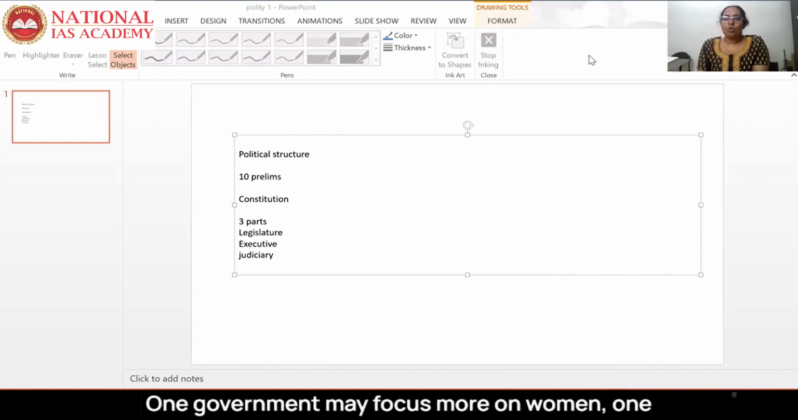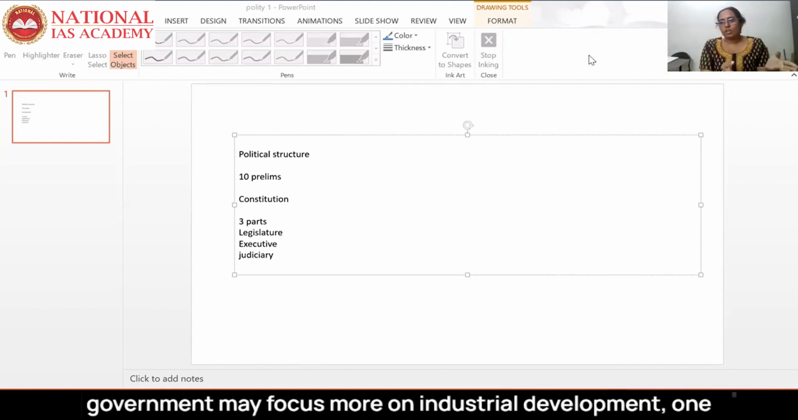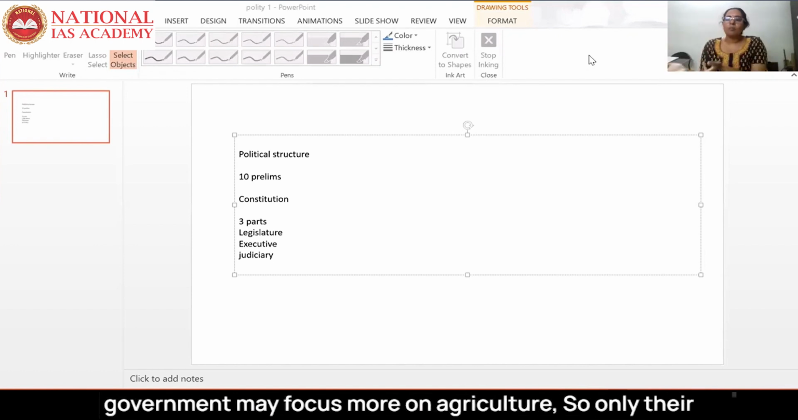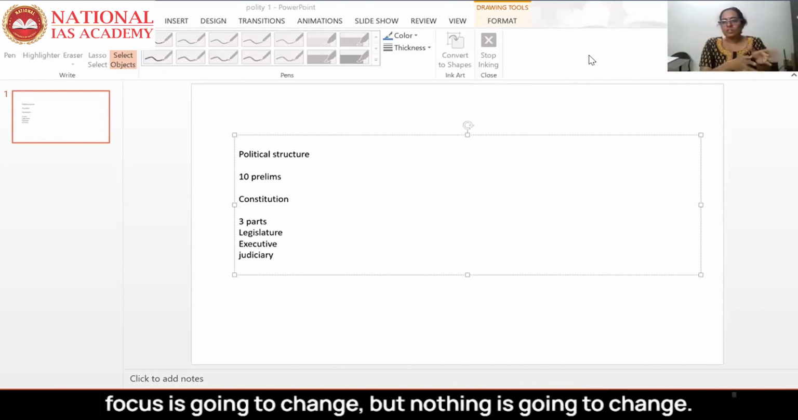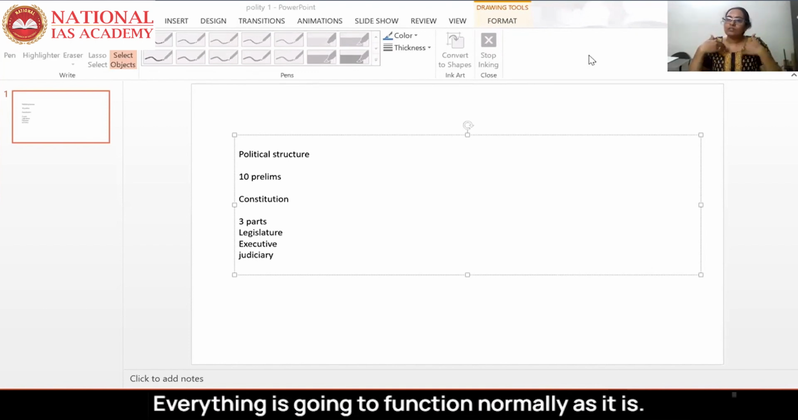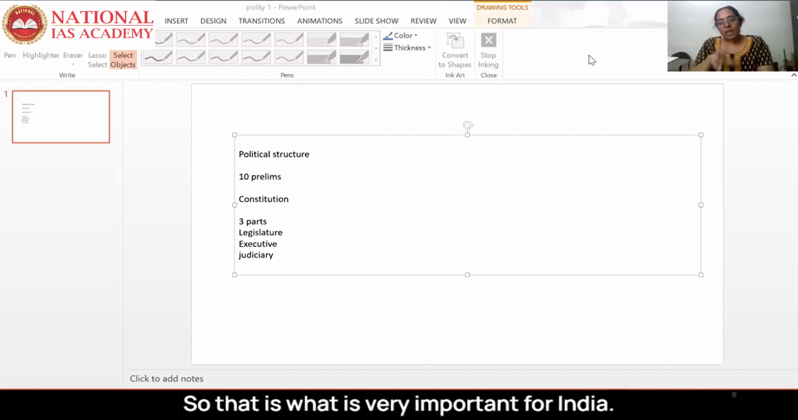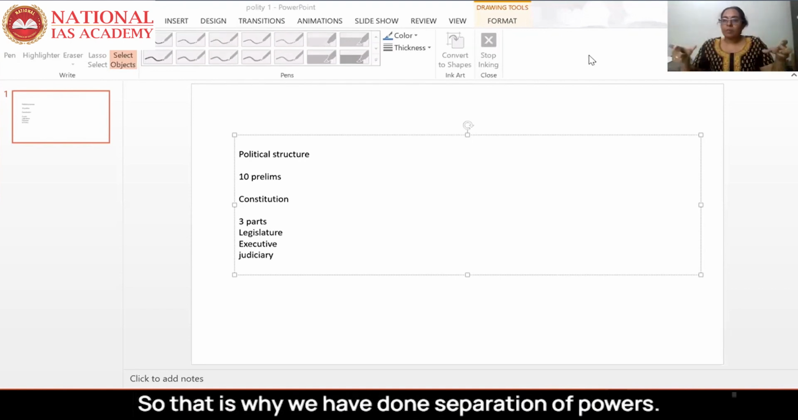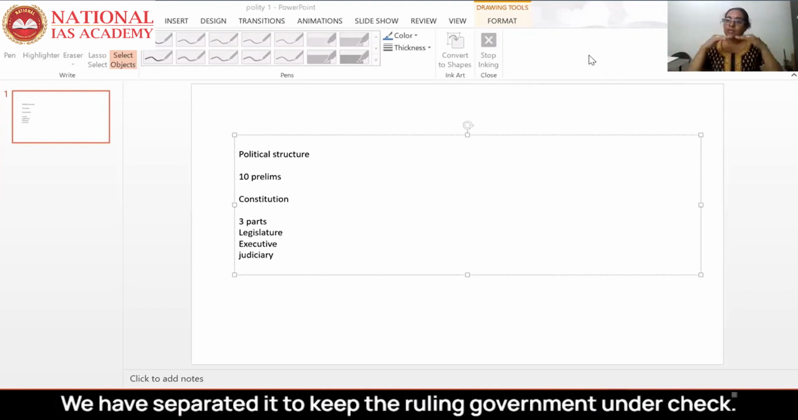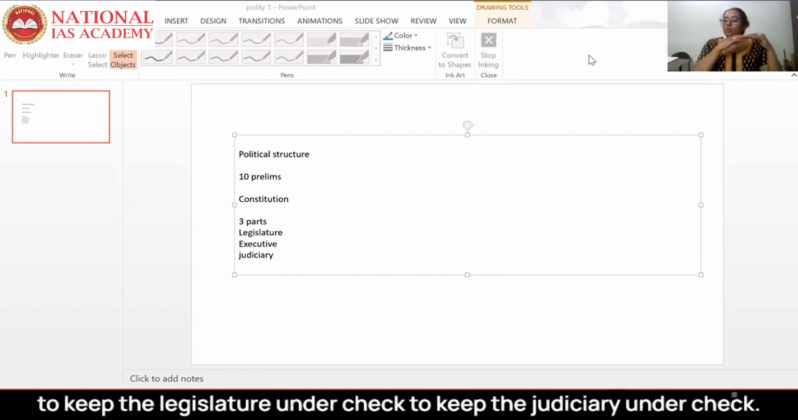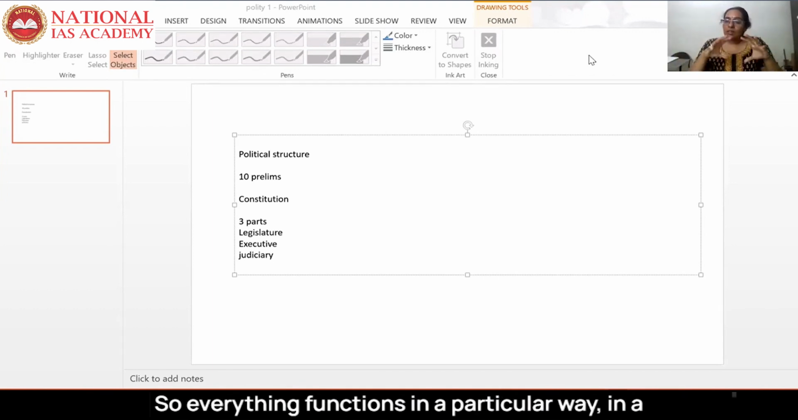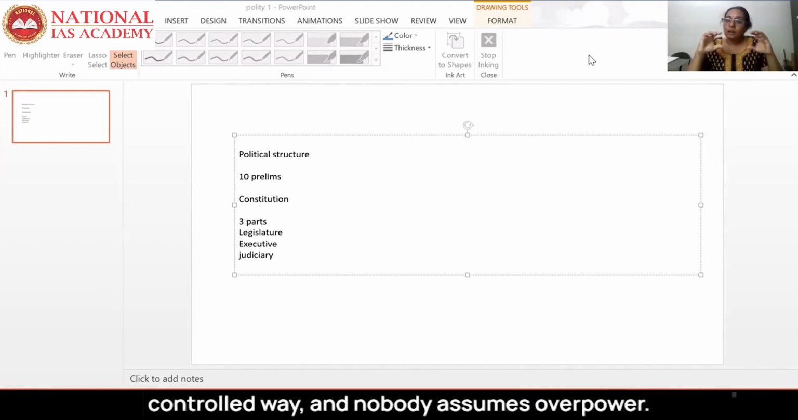One government may focus more on women, one government may focus more on industrial development, one government may focus more on agriculture. So only their focus is going to change, but nothing else is going to change. Everything is going to function normally as it is. So that is what is very important for India. So that is why we have done separation of powers. We have separated it to keep the ruling government under check, to keep the legislature under check, to keep the judiciary under check. So everything functions in a particular way, in a controlled way, and nobody assumes overpower.